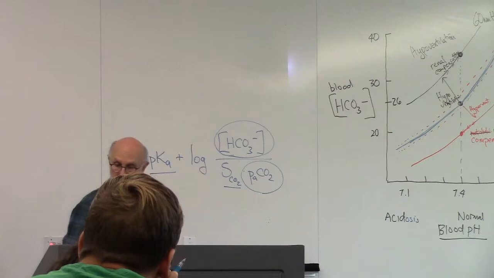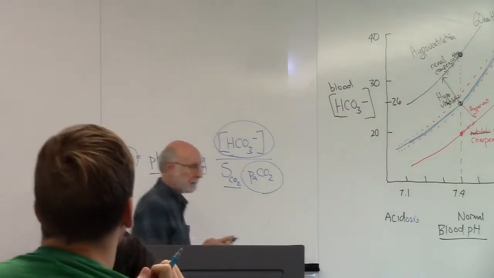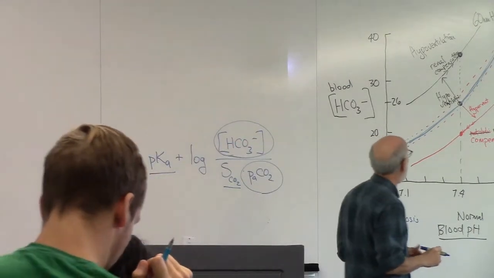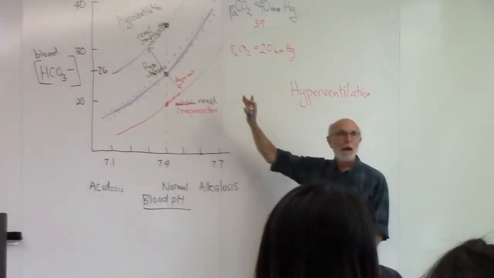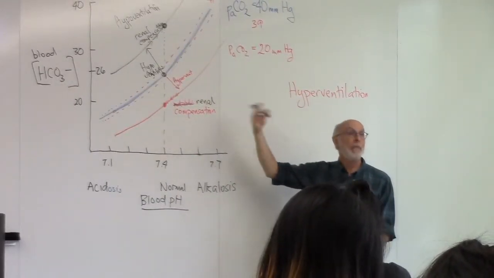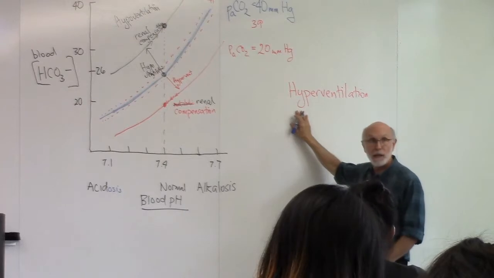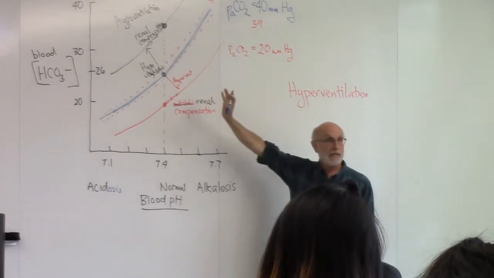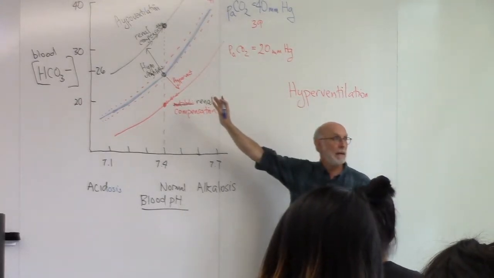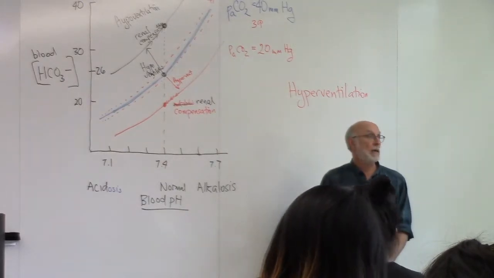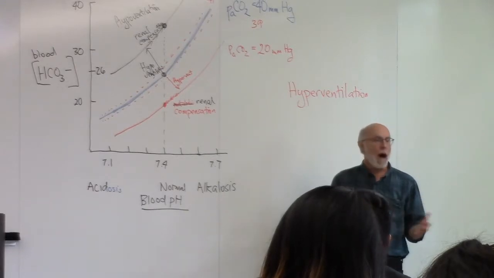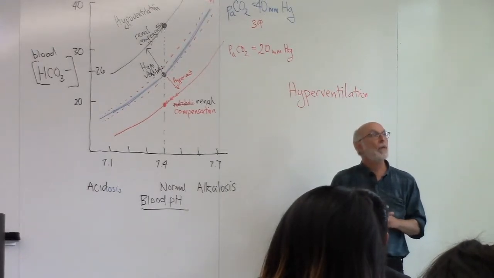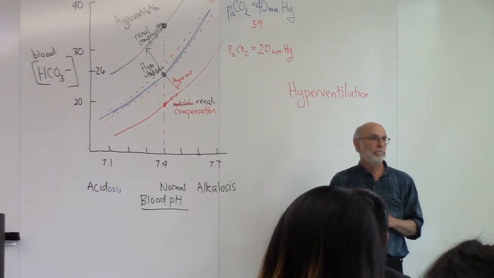Okay, let's do another example. Everybody with me so far? So what we're talking about is a respiratory abnormality, hyperventilation or hypoventilation. That's a respiratory abnormality, and a renal compensation. Let's now flip this. Let's talk about a metabolic abnormality and a respiratory compensation.